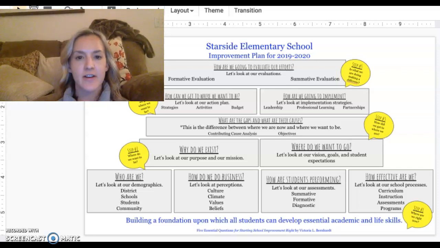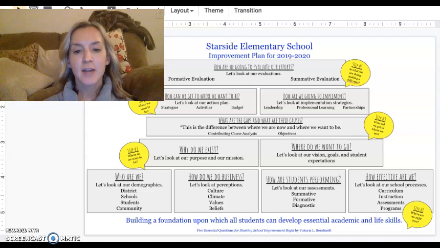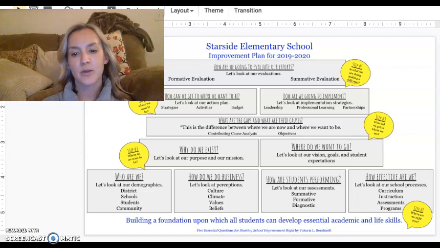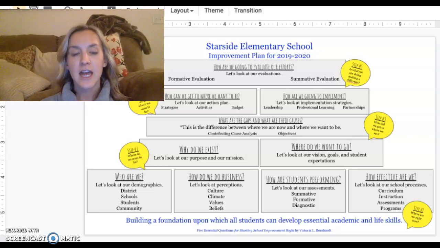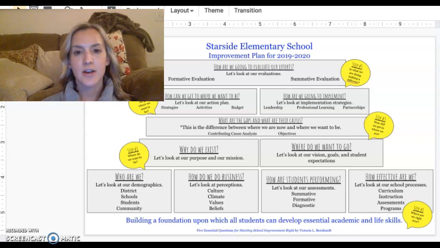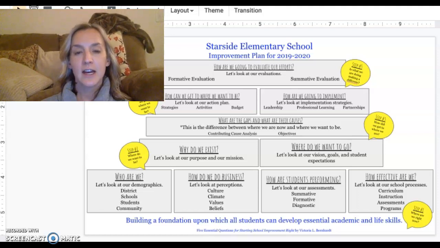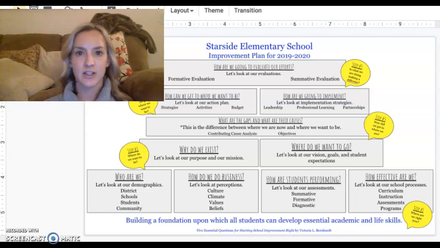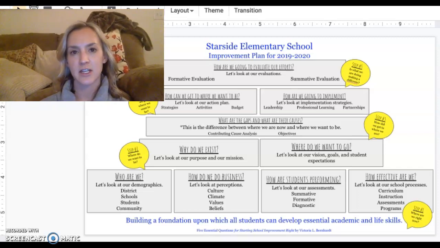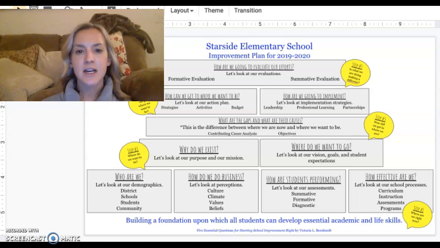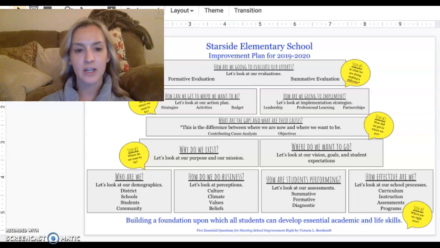So I have made an improvement plan based off of the 5 essential questions for starting school improvement right by Victoria L. Bernhardt. And I felt like this was one of the most impactful articles that I read. It really made what we should be doing easy and helped us reflect on what we're doing and how we can improve and have that continuous improvement among our students. And so you can see this is for my school, possibly maybe for next year.